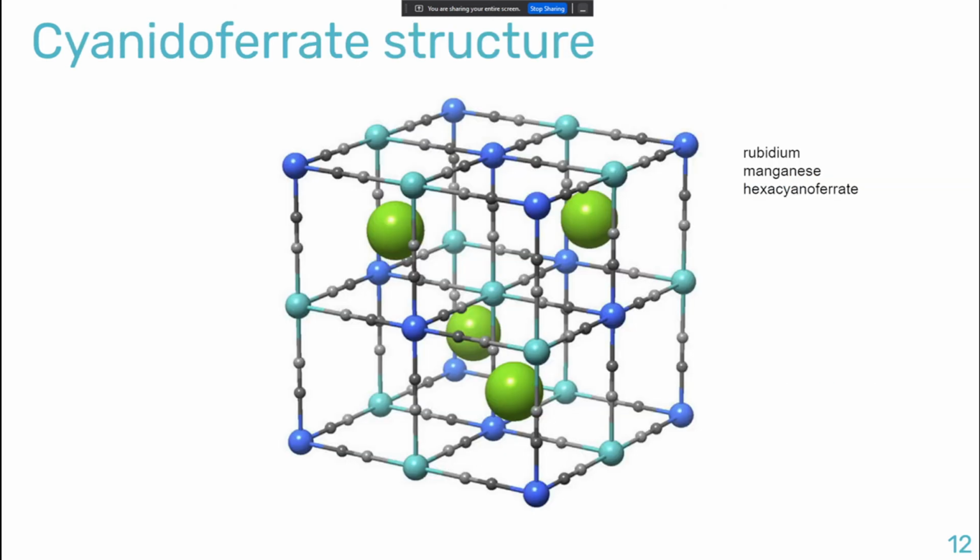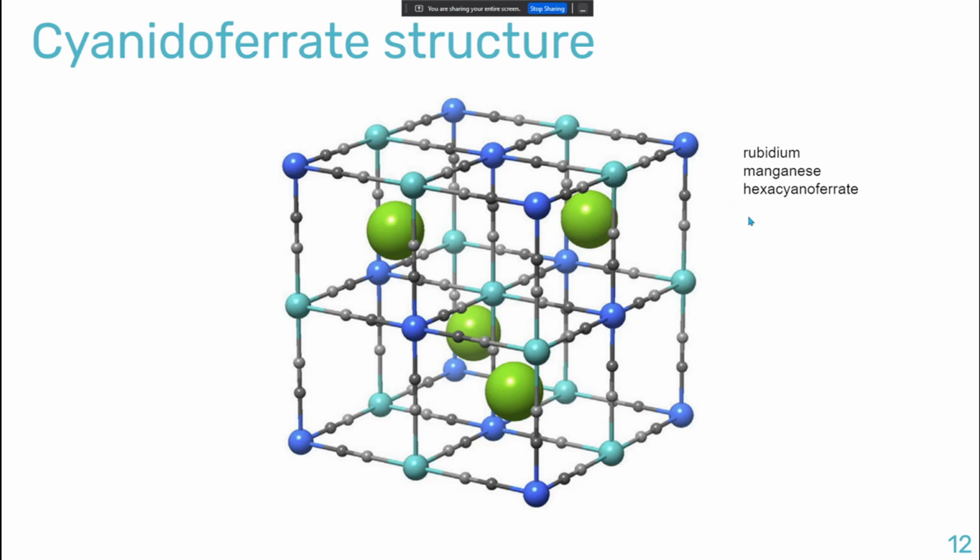Let's go to another type of solids, which is cyanidoferate structure. And well, if you would like to have some other names, it could be cyanoferrate or it could be iron cyanides. Quite many different names. And this is taken from the internet for rubidium manganese hexacyanoferrate.